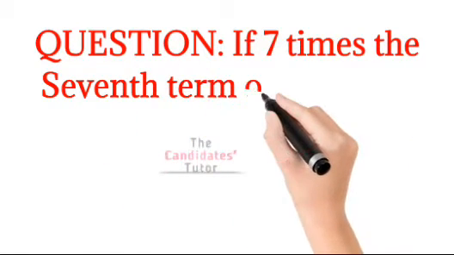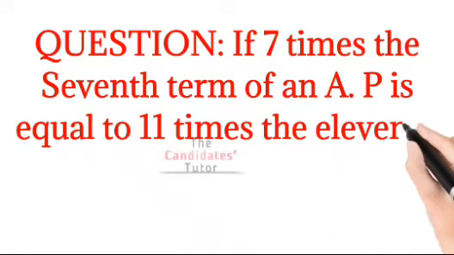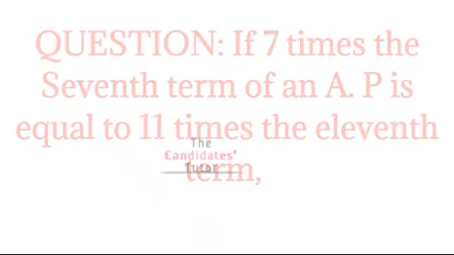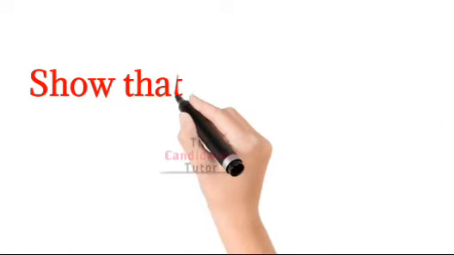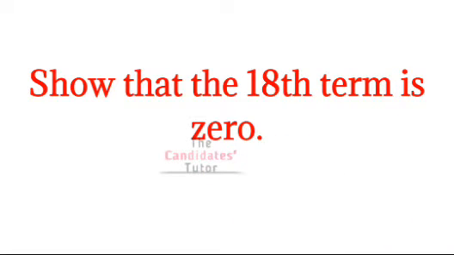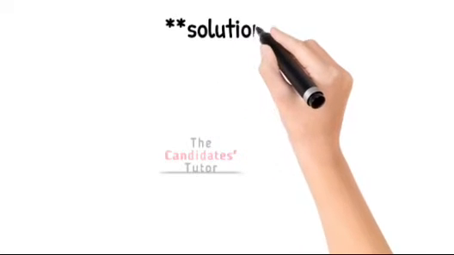In this question, we have been told that if 7 times the 7th term of an AP is equal to 11 times the 11th term, then we should show that the 18th term is going to be 0. All right, so let's see how we're going to solve this question. First, let's see the solution.